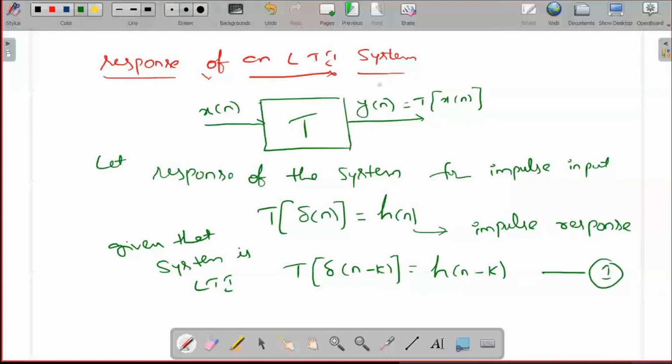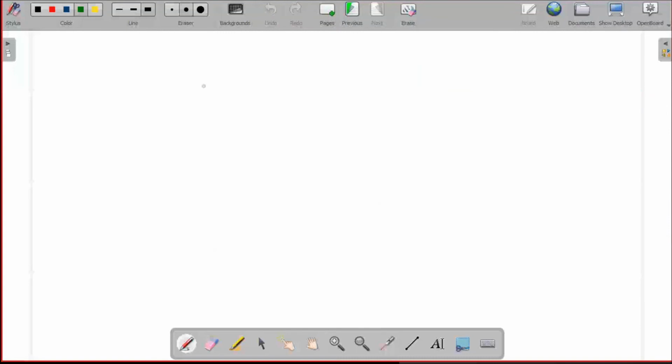Okay. Now we'll find the response of the system, simply y of n is equal to T of x of n. So we can represent any arbitrary signal in terms of impulses. Now represent x of n in terms of impulses: summation k from minus infinity to plus infinity x of k delta of n minus k.